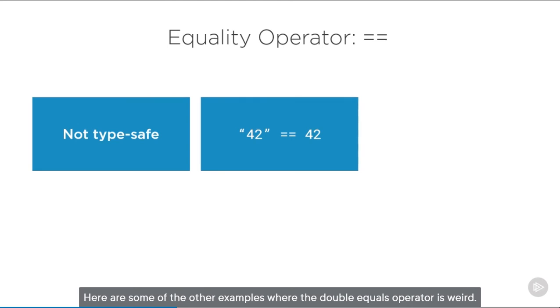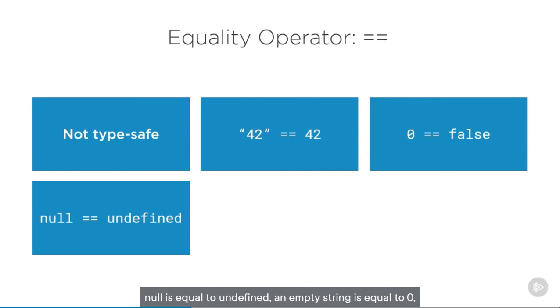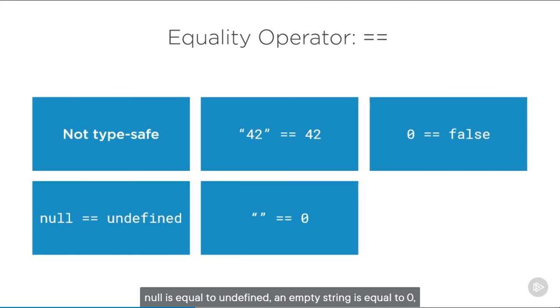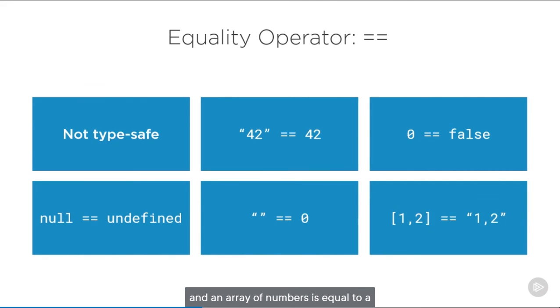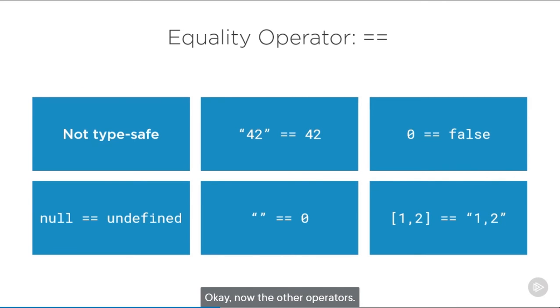Here are some of the other examples where the double equals operator is weird. The number 0 is equal to the value false. Null is equal to undefined. An empty string is equal to 0. And an array of numbers is equal to a comma-separated string of the same numbers. This is all a little weird, so unless you have a specific reason to do this, it's best to avoid this operator.